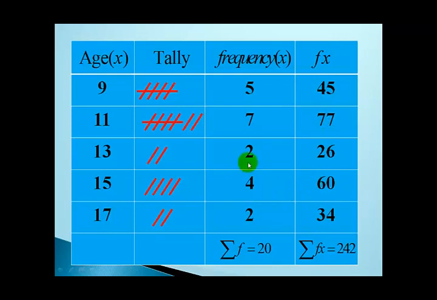Now if you want to find summation f, that is you sum all the frequencies. So 5 plus 7 plus 2 plus 4 plus 2 and the answer is 20. So summation f equals 20. Now how do we find summation fx? We have to sum all the fx values. So we have 45 plus 77 plus 26 plus 60 plus 34. So summation fx equals 242, and summation f gives us 20.